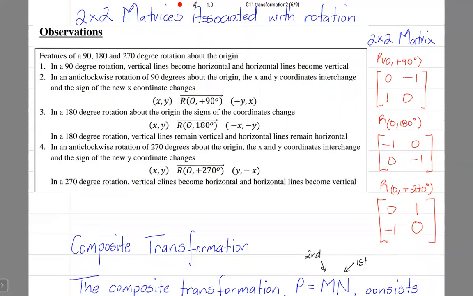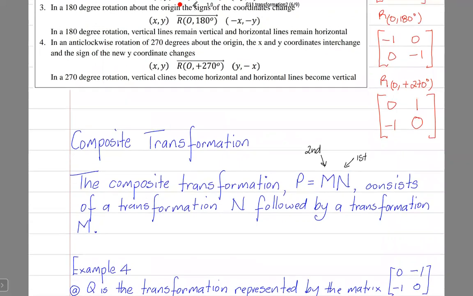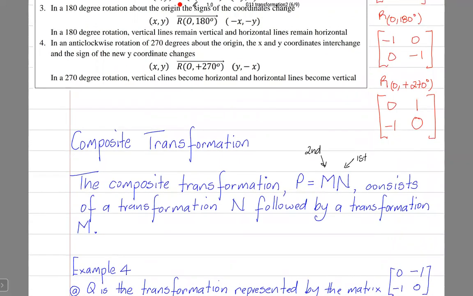All right, so let's have a look at a composite transformation, and then we're going to have a look at an example. The composite transformation P equals MN consists of a transformation N followed by a transformation M. So what this is saying is that a composite transformation is a combination of transformations. For example, somebody could say, reflect something in the x-axis and then reflect it in the y-axis. That is what you call a composite transformation.